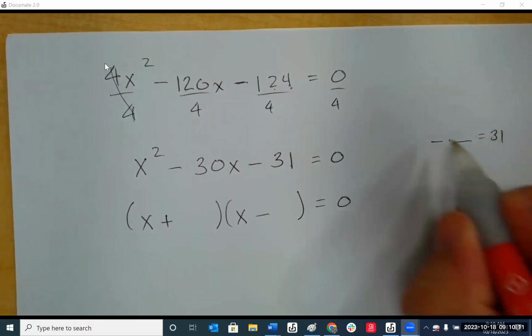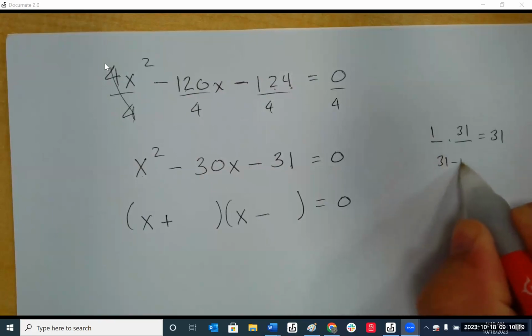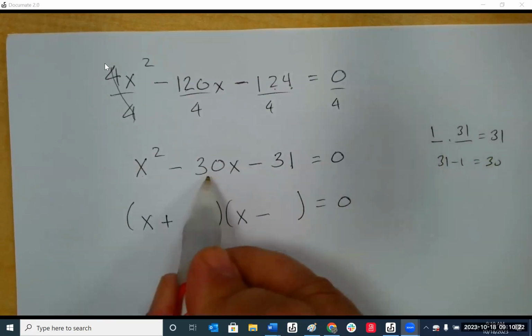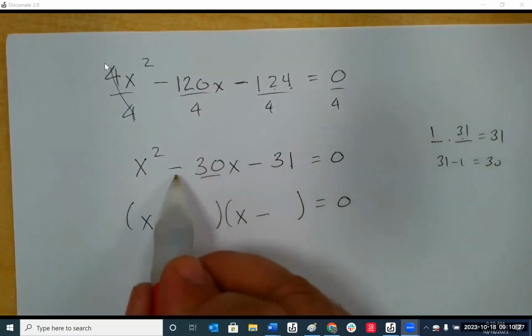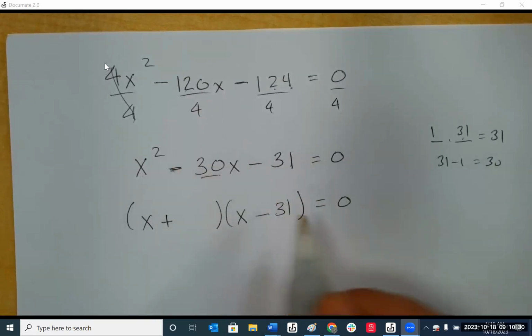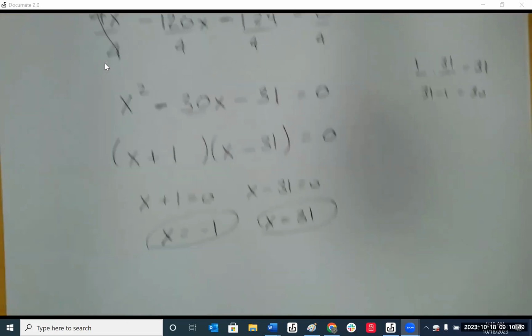Let's look at those possibilities. 1 times 31. That's a fact, it's a prime number. Can't go any further. How about 31 minus 1? So the answers are 31 and 1. The bigger number, 31, goes here and 1 goes there. Set them both equal to 0. And those are your answers.